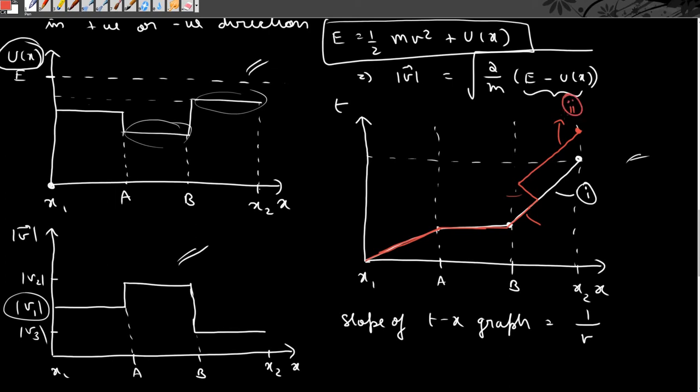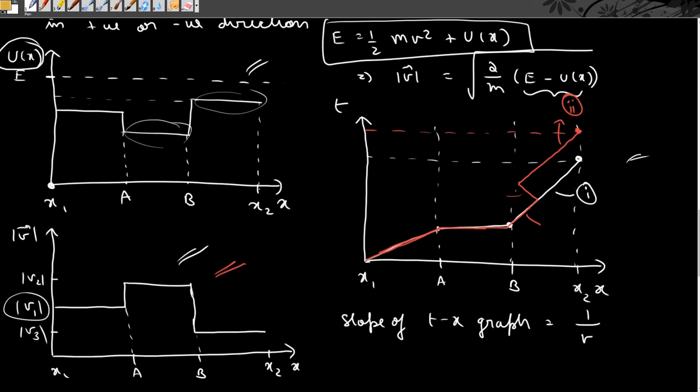Okay. So what has happened in path 2? If I plot the magnitude of the slope, or the inverse of the magnitude of the slope, it is still going to look like this for both the paths. Okay. But the difference between these two paths is that, first of all, it takes a different amount of time to complete. And secondly, here there is a change in the direction.